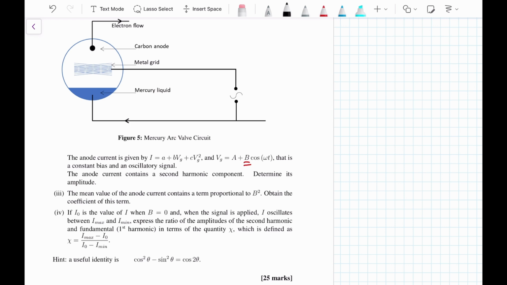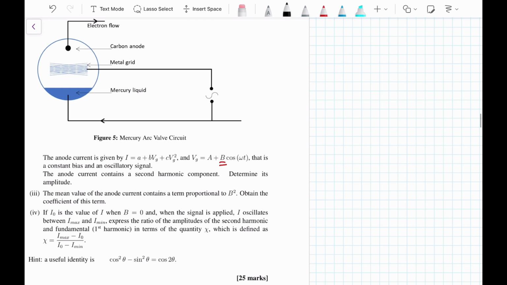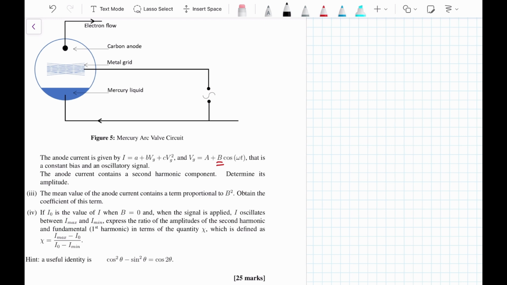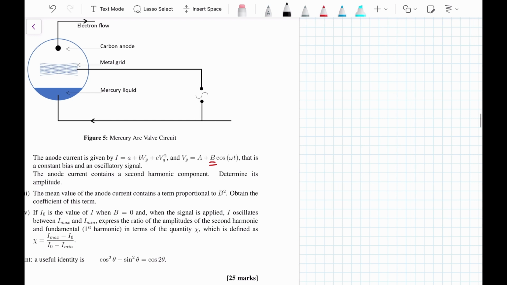One of the harmonic components should be Vg. The other one, I believe, is that when you square Vg, you will produce cosine and also cosine squared. So cosine squared in this case is not the same oscillatory component, not the same harmonic component as cosine. So I suppose that is the second harmonic component. What we want to calculate is its amplitude, so it's just the coefficient of cosine squared.